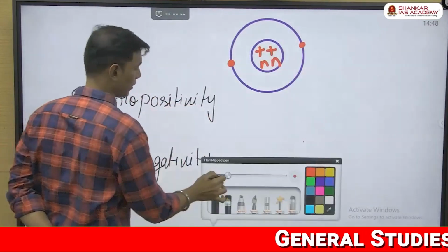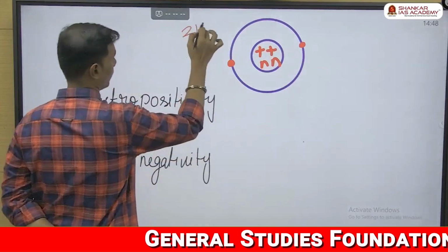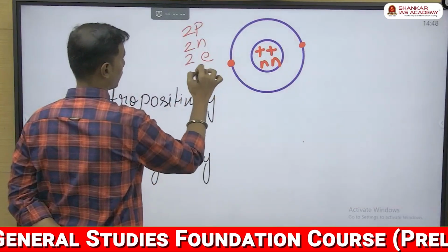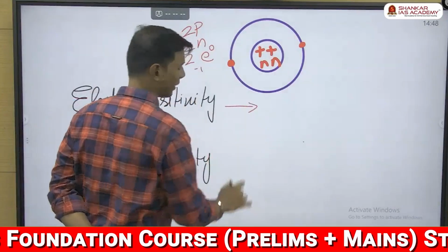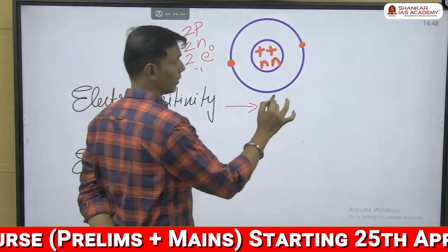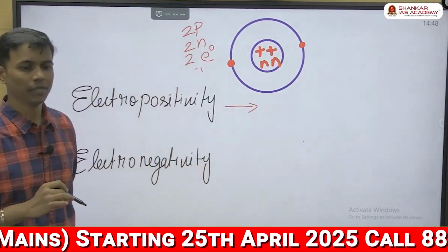How many protons are there? 2 protons. How many neutrons? How many electrons? 2 electrons. First, let's talk about electropositivity. Any idea what is meant by electropositivity and electronegativity?